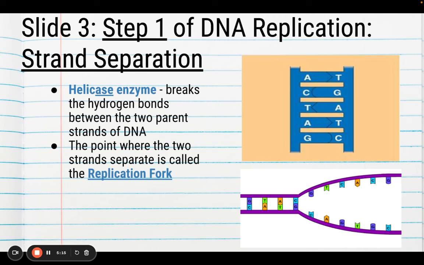So cytosine and guanine, each of them have 3 hydrogen bonds, and adenine and thymine each have 2 hydrogen bonds between them. Helicase is an enzyme, remember, a protein with a specific function, and it ends with ase, so that's how you know it's an enzyme. It breaks these hydrogen bonds between the 2 parent strands of DNA almost like a zipper would work. The point where these 2 strands separate from each other is called the replication fork. So you can see at the replication fork, these bases are exposed so that new nucleotides can be added to complement them.